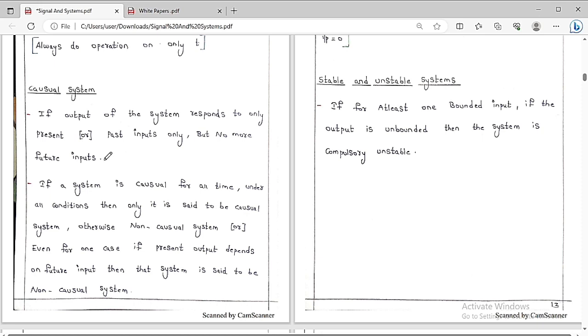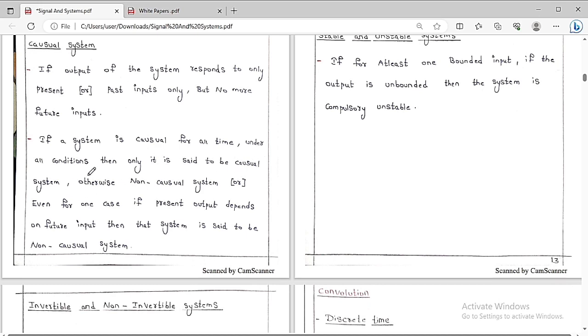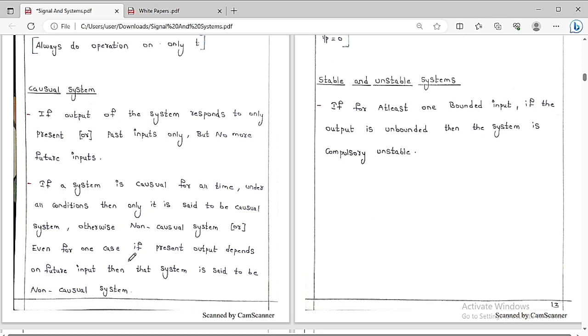Listen carefully. If a system is causal for all time, under all conditions, then only it is said to be a causal system. Otherwise, it is non-causal. Even for one case, if the present output depends on the future input, then the system is said to be non-causal. What I am trying to tell you is very simple. If the present output is independent of the future inputs, it is a causal system. If the present output depends on the future inputs, it is a non-causal system.